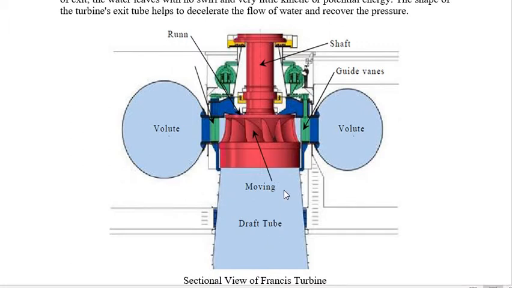What the draft tube is doing is gradually increasing the pressure, because whatever the pressure is available at the outlet of this turbine at this position is low. So we have to disperse that pressure, to make it comparable to the atmospheric pressure. So we have used this draft tube, which gradually increases the pressure and disperses the water at atmospheric pressure condition.